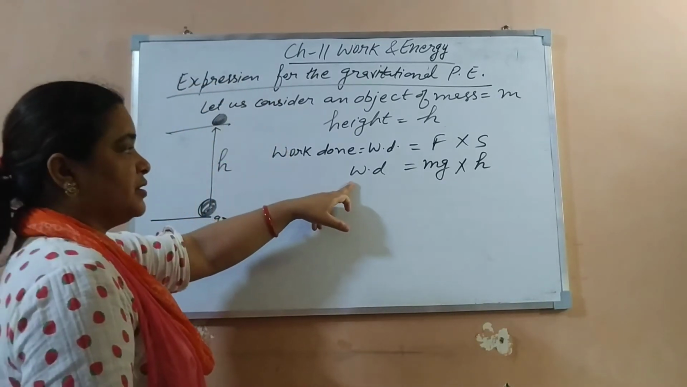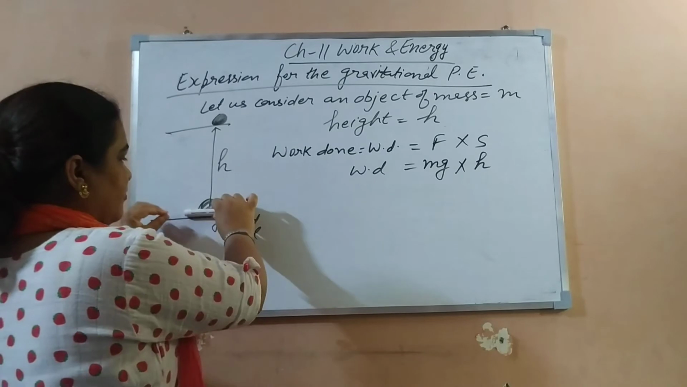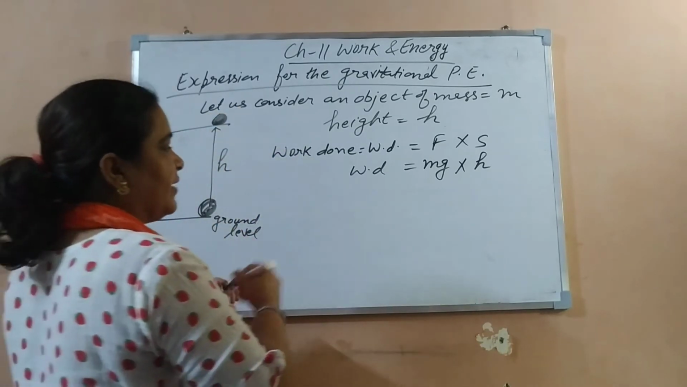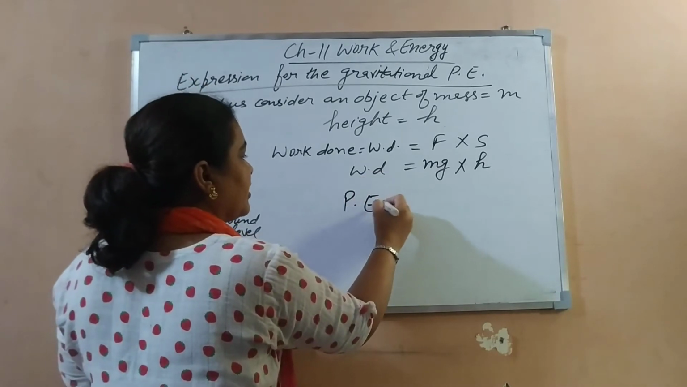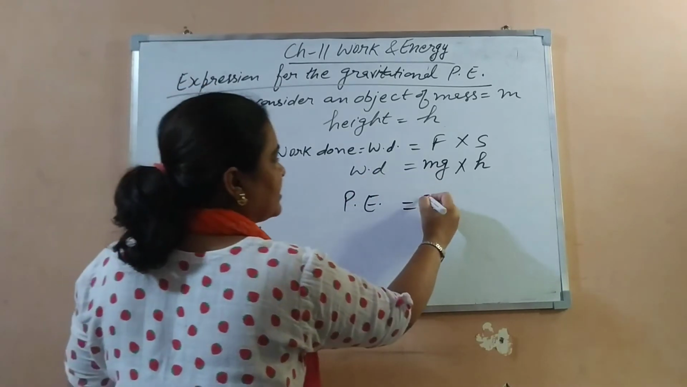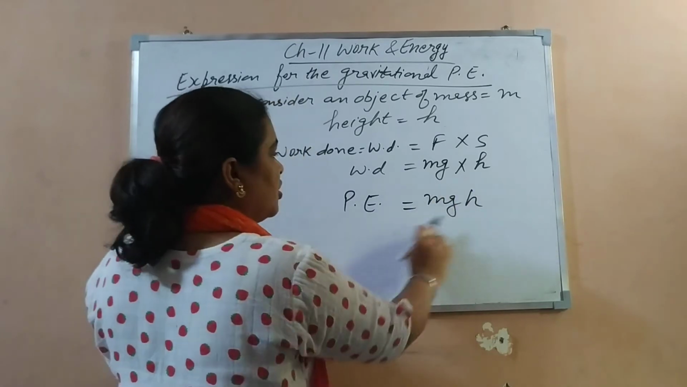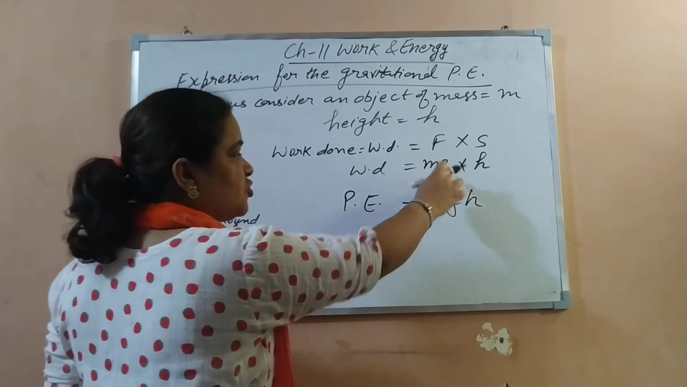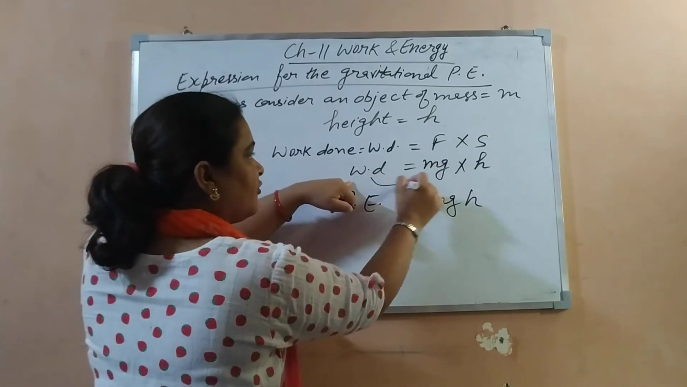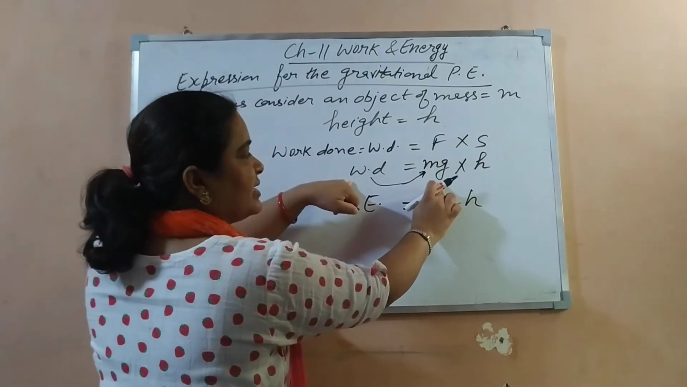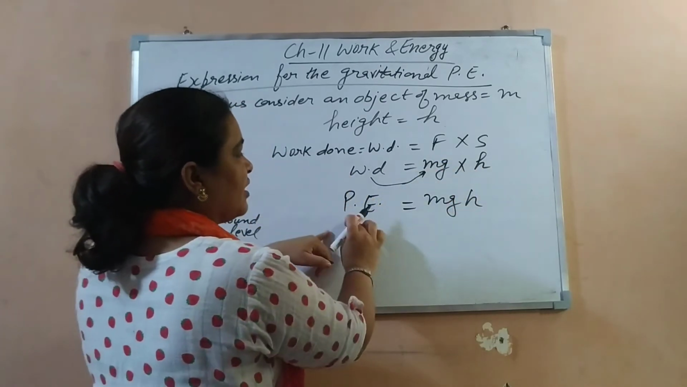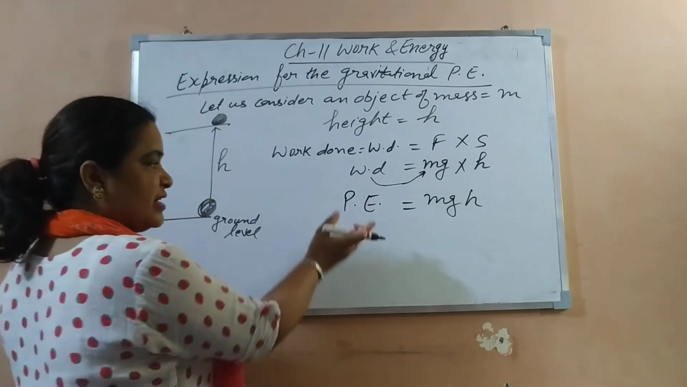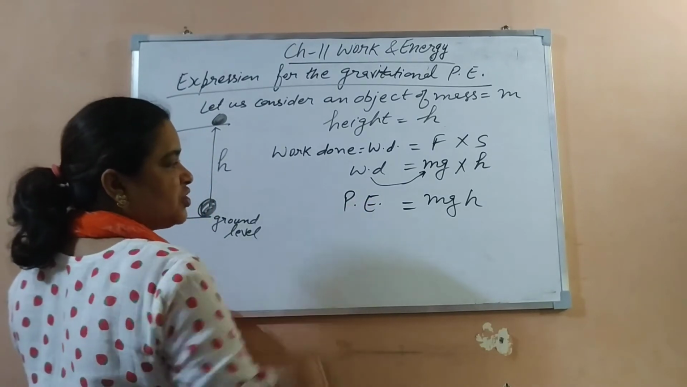Now this work done on the body, when we raise it, is stored in the body as its potential energy. So we can write this work done on the body as its potential energy. From here we have got a derivation. This work done is F into S, the work done on this body of mass m when we raise it to the height h against gravity, becomes its stored potential energy. That is also the definition of gravitational potential energy.